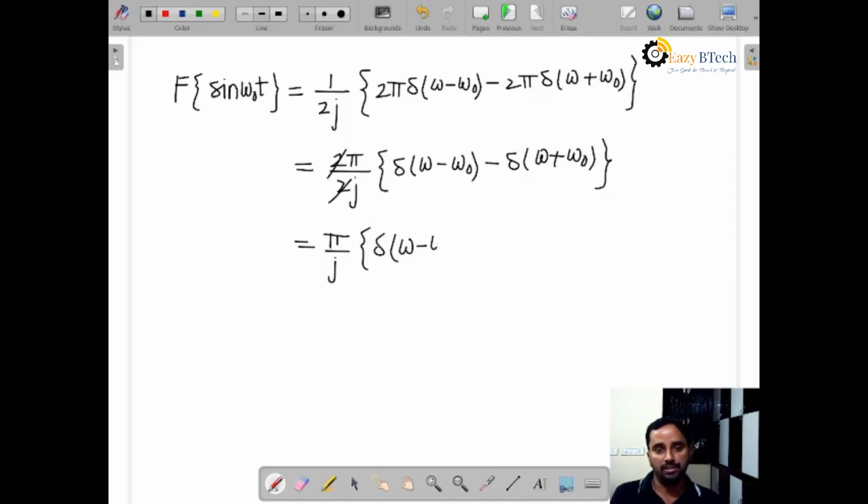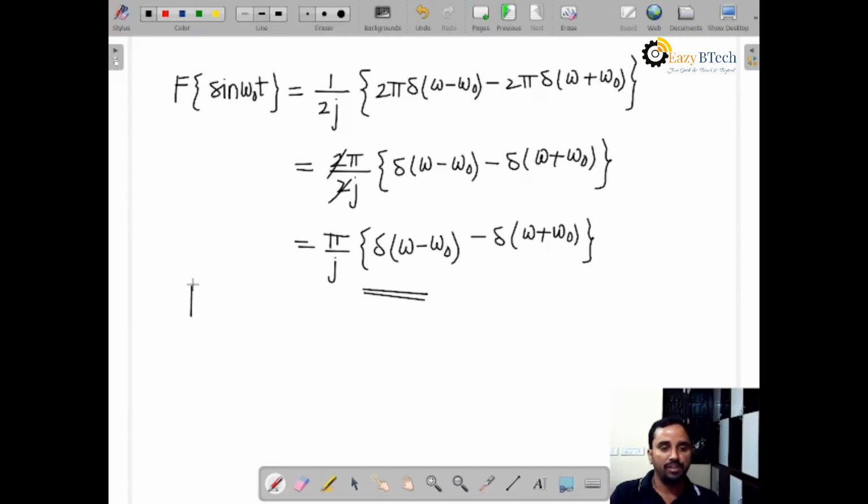This is the Fourier transform of sine omega naught t: pi by j times del of omega minus omega naught minus del of omega plus omega naught. So this is the answer for the sine function, and in the same way we can do the Fourier transform of the cos function.